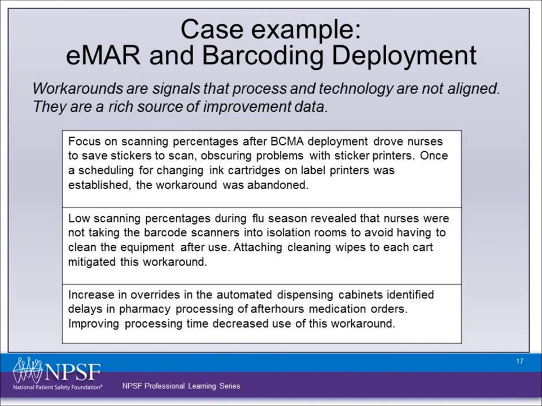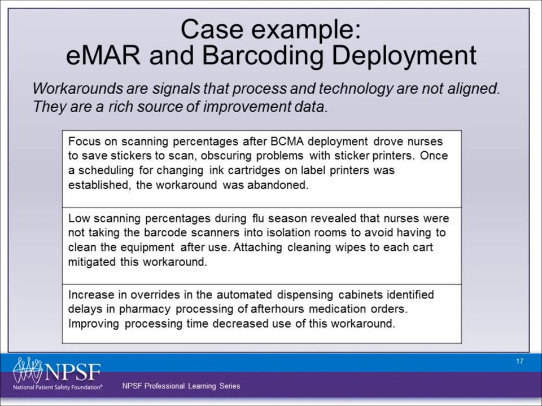The first was that our focus on scanning percentages in that initial utilization phase drove the nurses to save medication labels and stickers to scan. This obscured problems with our printers. Once we realized it was happening, we put all of our label printers on a schedule for changing out the ink cartridges and improving the quality of the barcode, eliminating the need to save extra stickers to get scanned, and the workaround quickly went away.